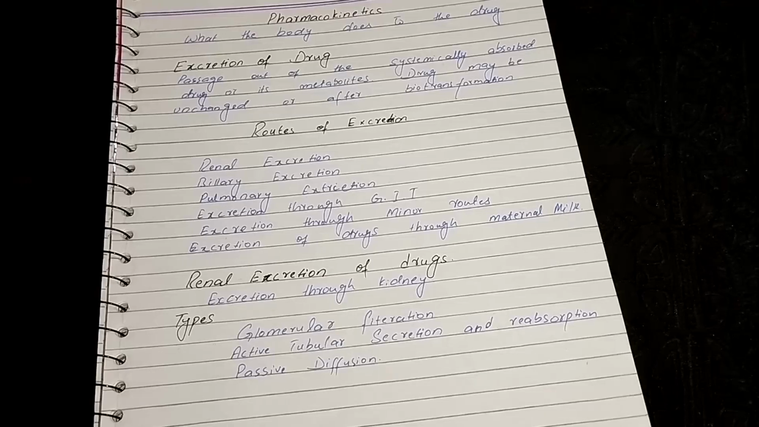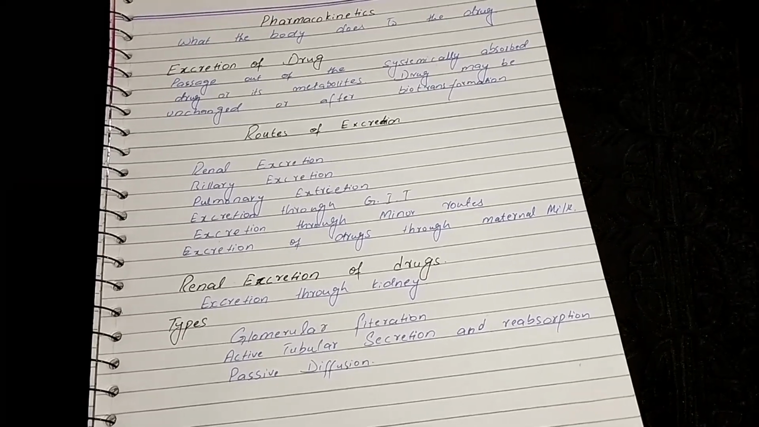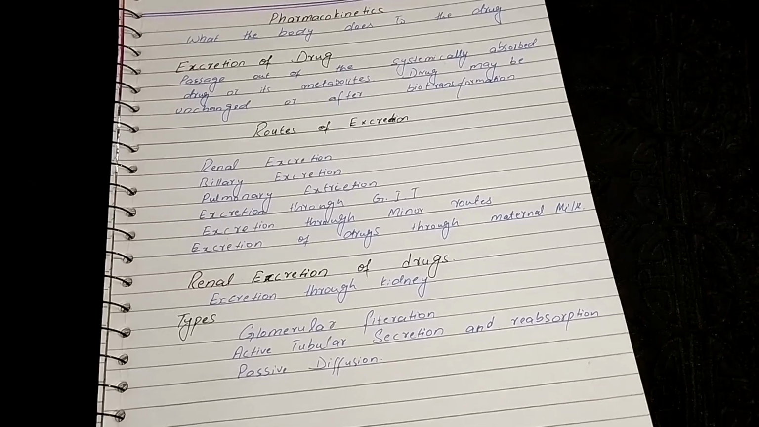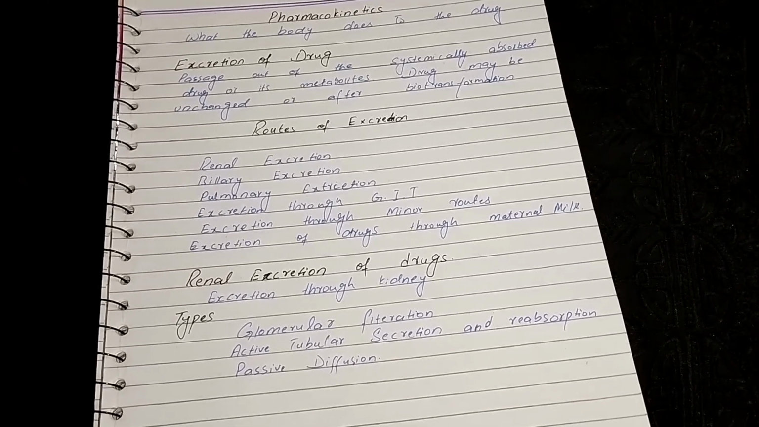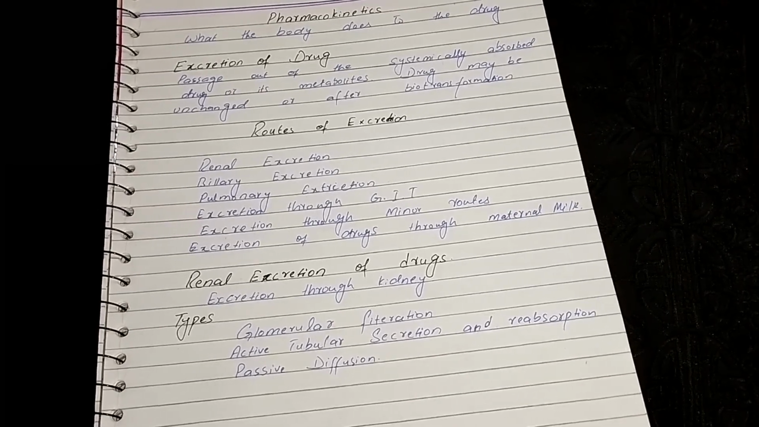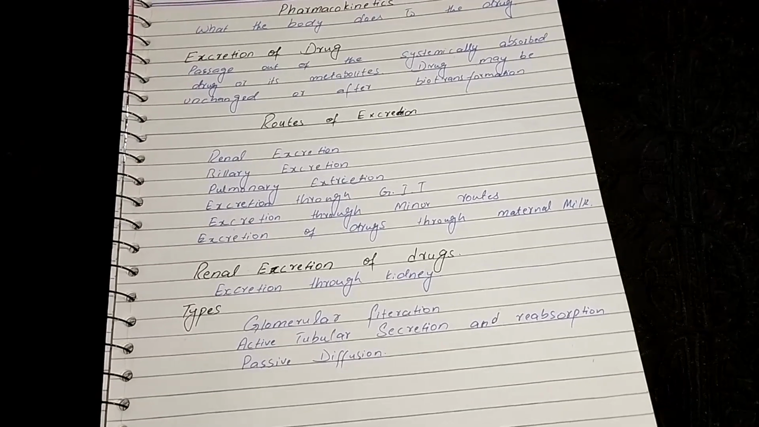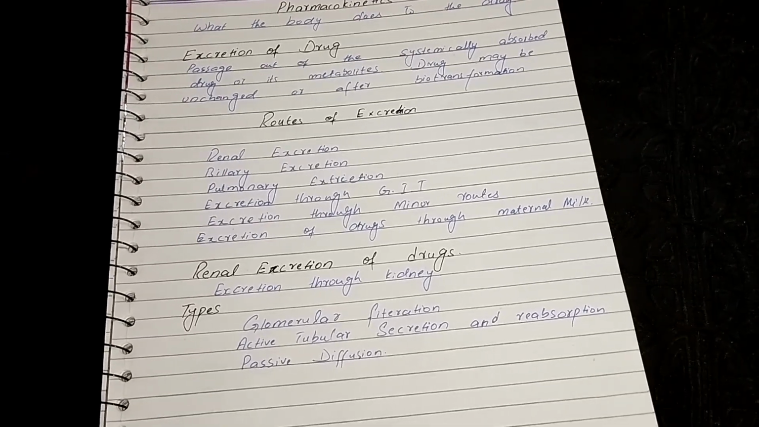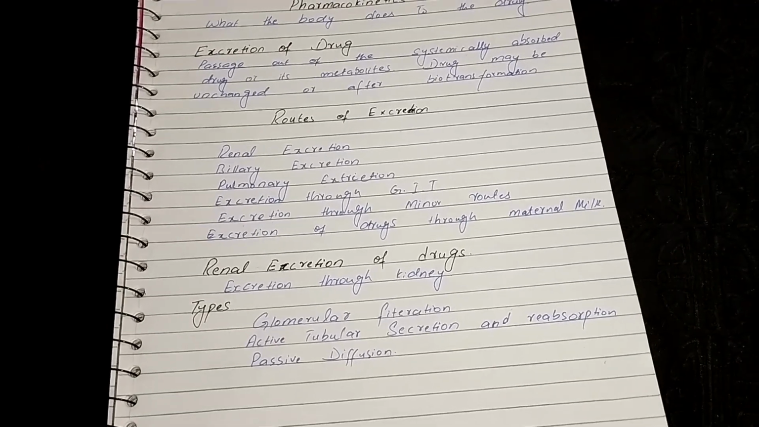Third, we have hydrostatic pressure. The driving force in the glomerulus is the hydrostatic pressure, which results in the filtration of drug molecules. Both polar and non-polar molecules are passed through the pores of the glomerular membrane. Now we move towards active tubular secretion and reabsorption, that is the second type of renal excretion.